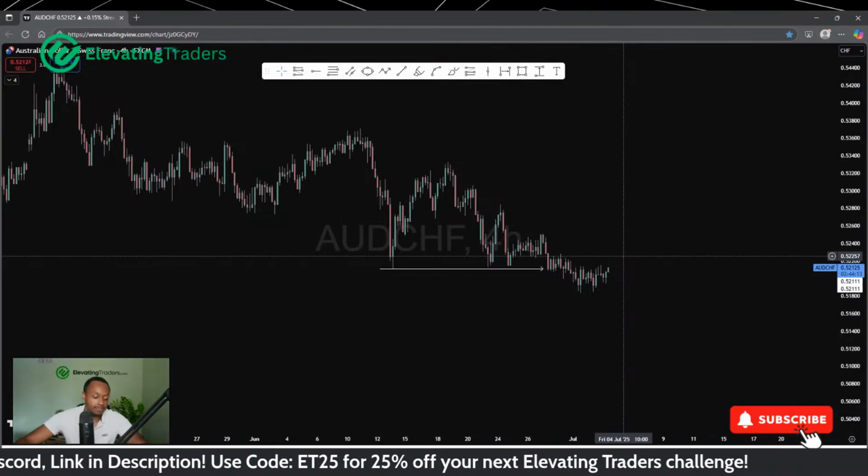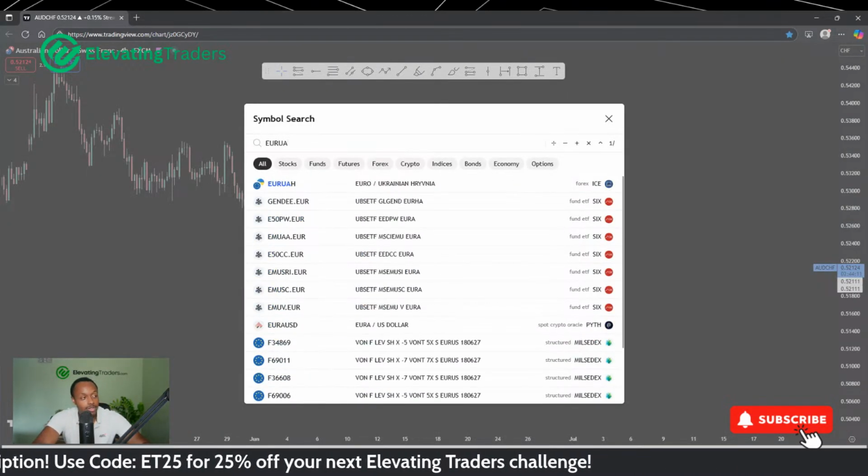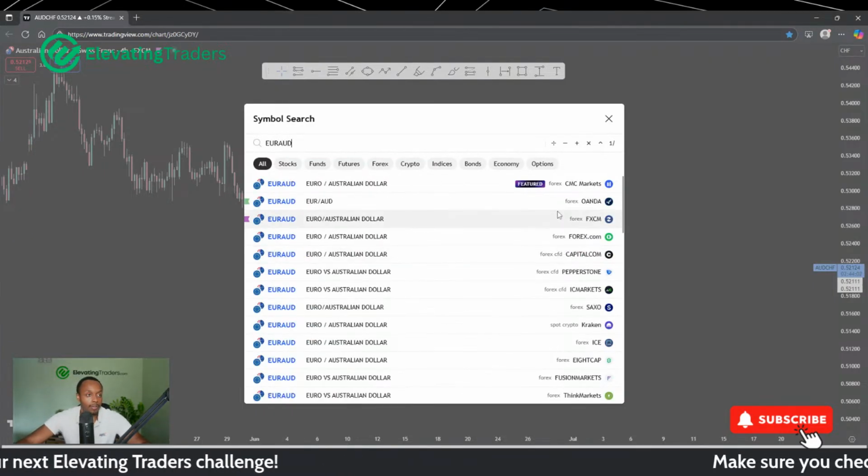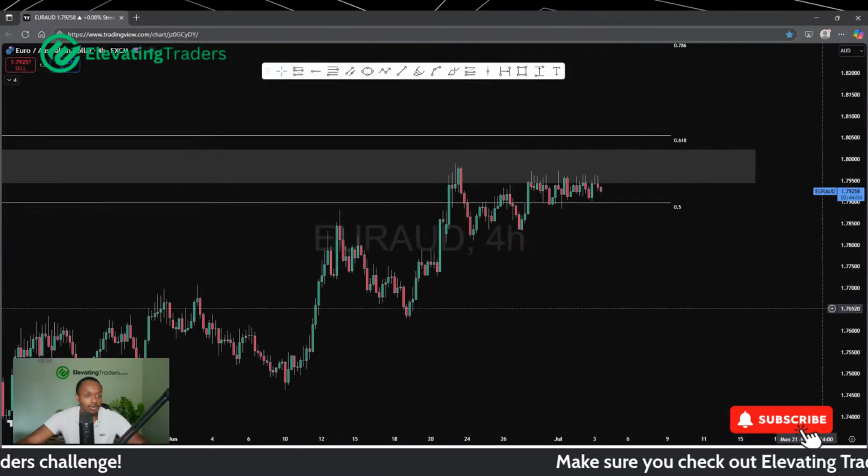And for the buy, I think for Euro Aussie, a nice trade idea would be if we can spike higher and then push lower. Just because right now we're very, very flat.